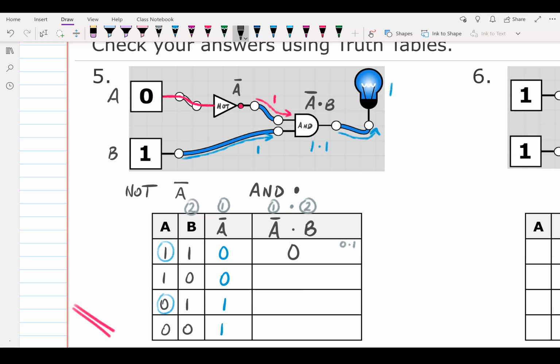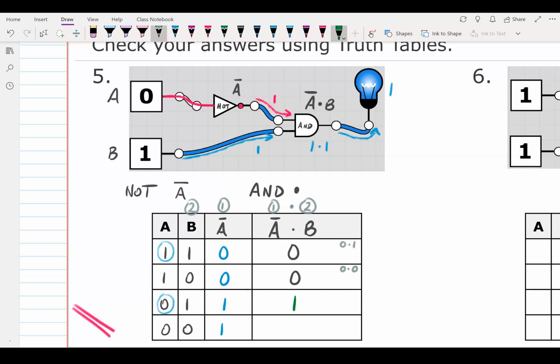Let's do not A times B again. Not A times B, 0 times 0 is 0. So 0 times 0, or 0 and 0, is 0. We only get 1 out of an AND gate if both inputs are 1. In this case, that's where we're going to get it, okay?